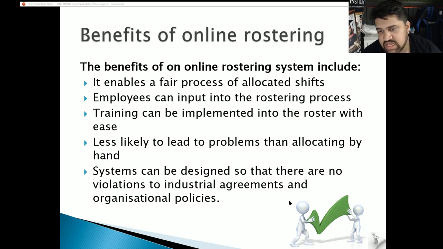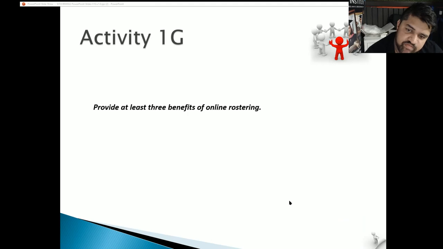Employees can input into the rostering process as well. Training can be implemented into the roster with ease, and you're less likely to run into problems than when allocating by hand. And systems can be designed so that there are no violations to industrial agreements and organizational procedures. So, like we said, there are award wages, or if it's overtime or things like that, the system can let you know that you're going overboard or you're spending too much on that day.